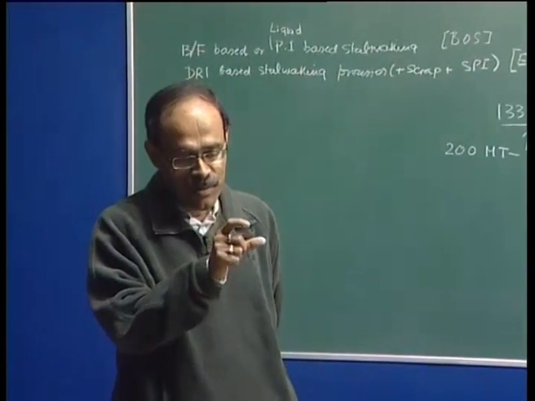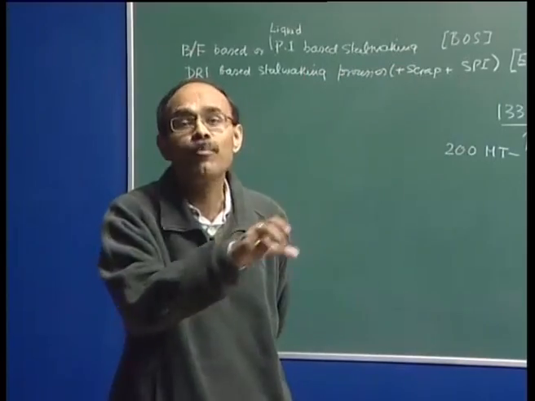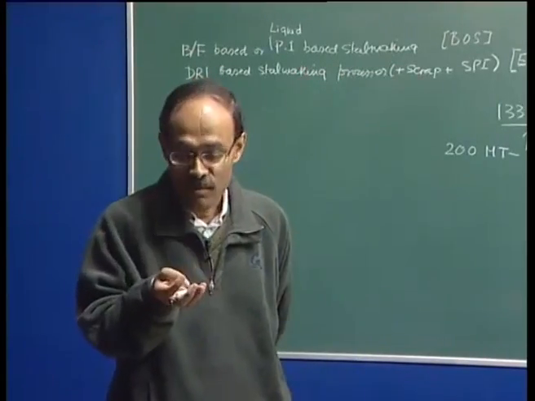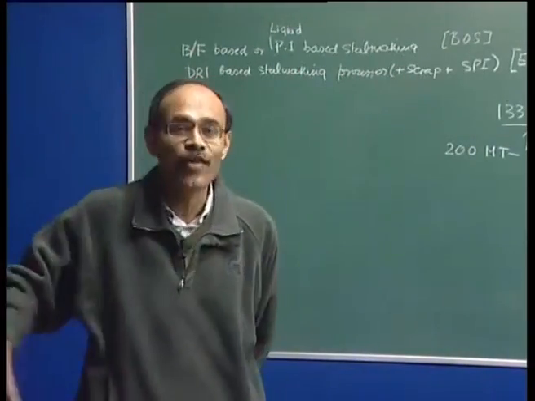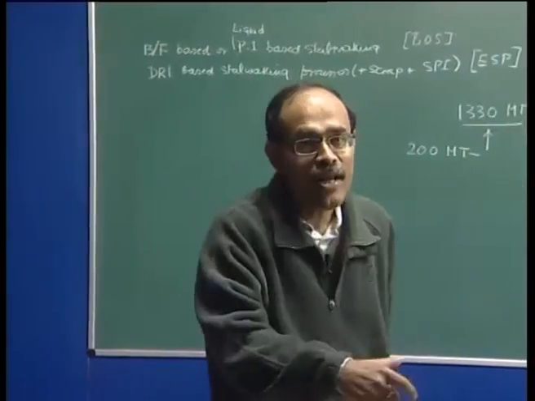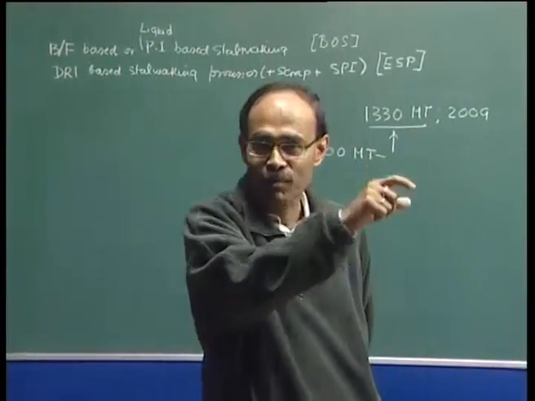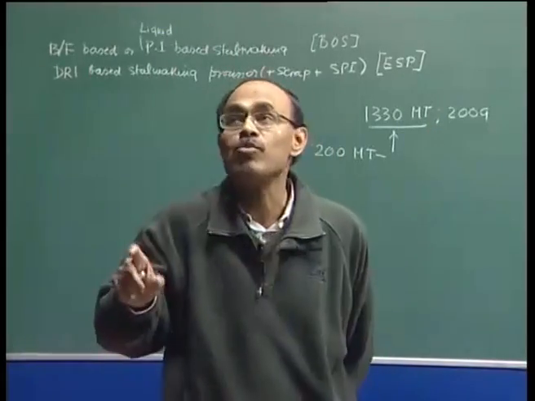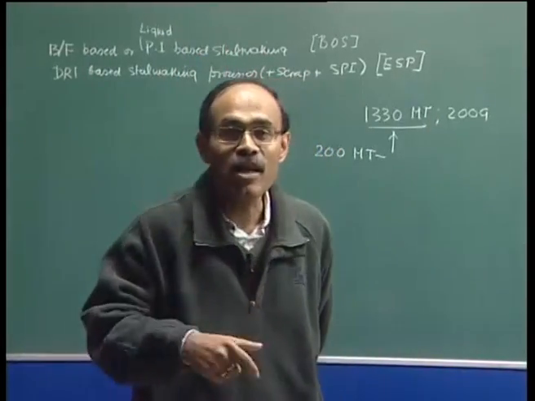steel is produced in the form of, say, long products. Long products are what? Railways, for example, rail lines or rail tracks that you see. Many plants produce that, so we say it is a long product plant. Wire and rods which are used in houses. So, these are all long products.